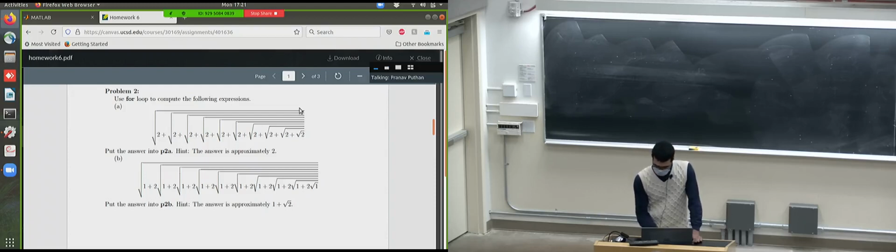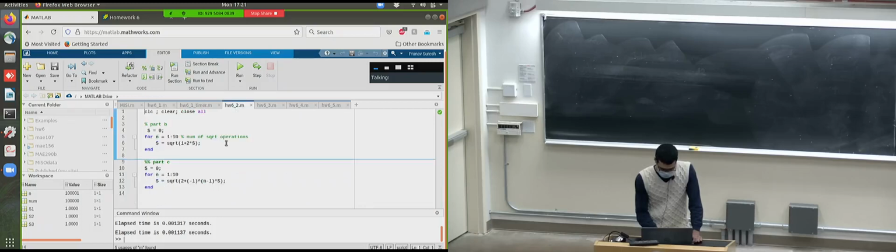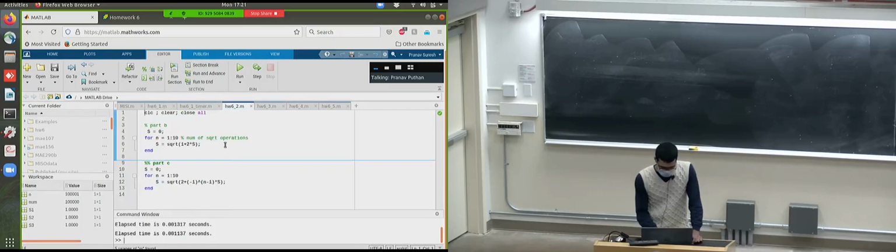All right, so the number of square root operations is 10. And once you figure out that there are 10 square root operations, you can formulate a for loop to implement those 10 calculations. So how do you do that? Let's say, for example, part B. Part B is slightly harder, so let's take a look at that.